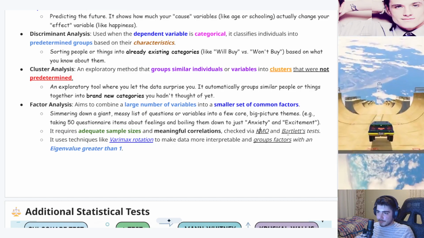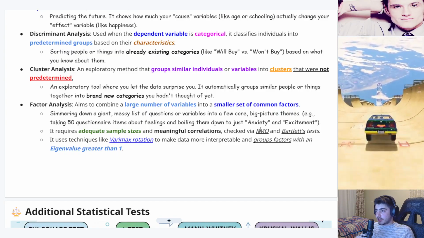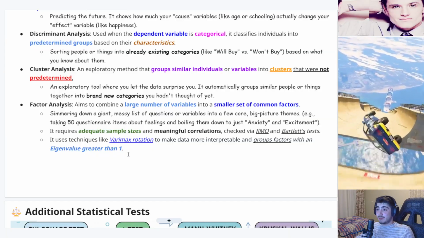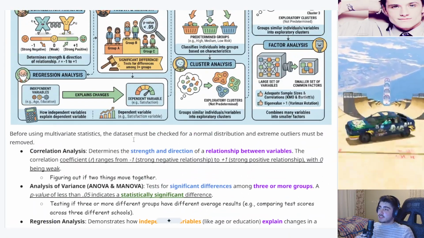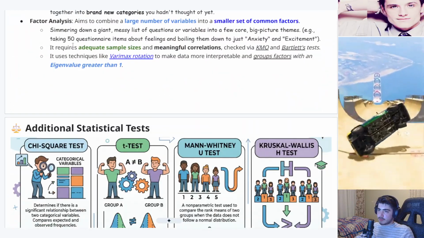It also uses techniques like Varimax rotation to make data more interpretable and groups factors with an eigenvalue greater than 1. It feels like I'm reading a spell book from Harry Potter.